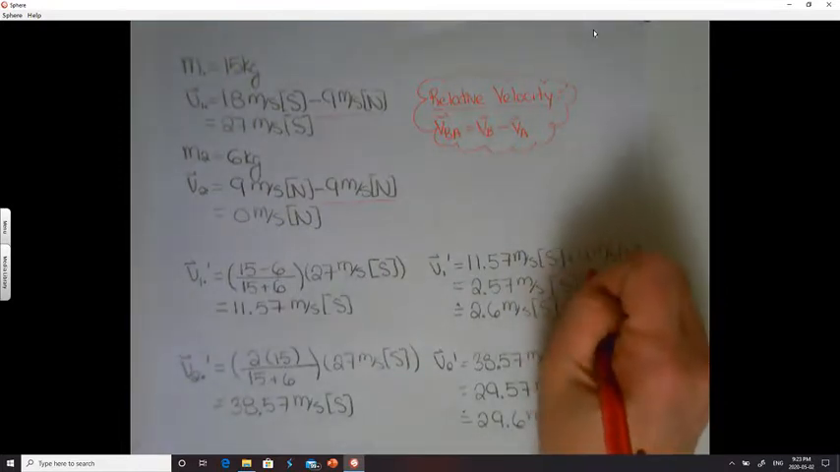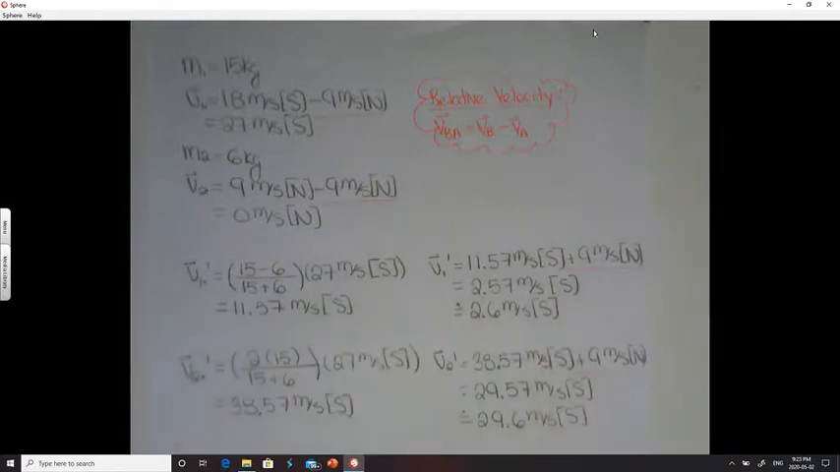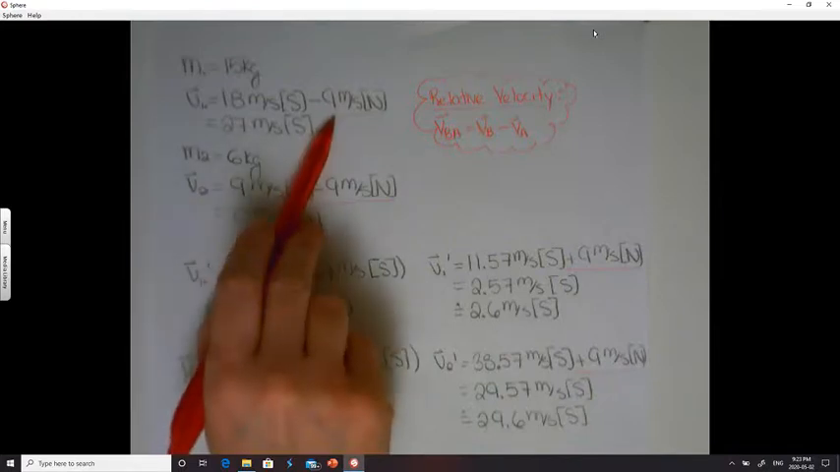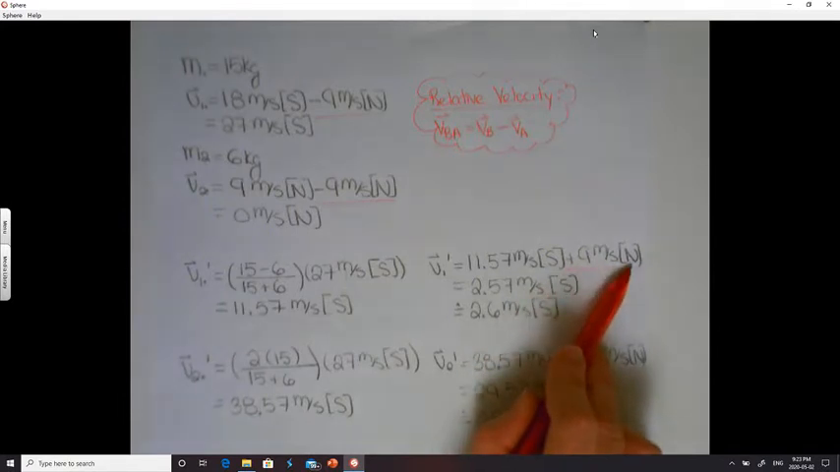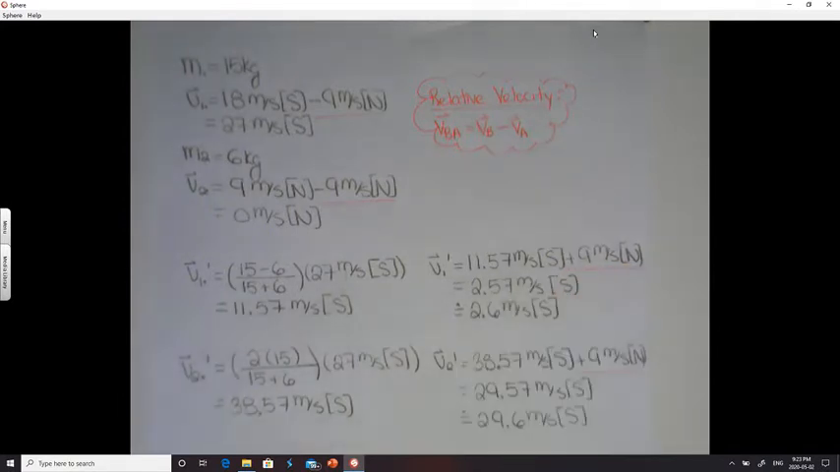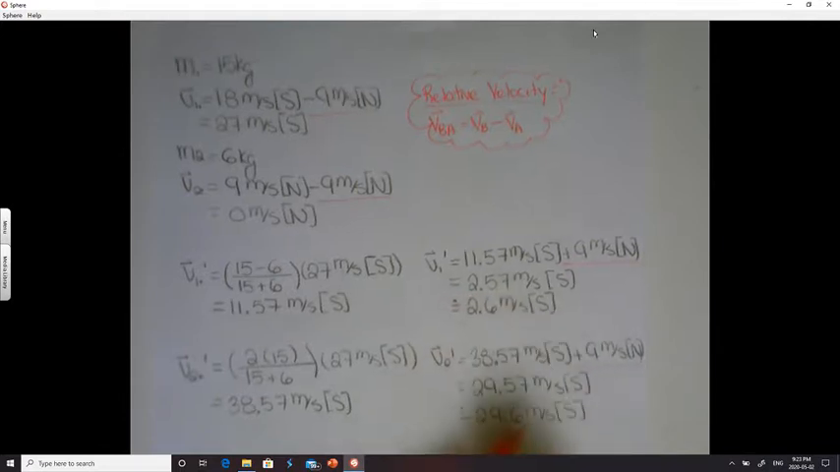So over here, if I want to change back to our initial frame of reference, we're just going to do the opposite thing we did. Instead of subtracting 9 meters per second north, I'm going to add 9 meters per second north. And that's going to take me from my manipulated frame of reference back to the frame of reference that we started with. And you'll see when we do that, we get that same 2.57 and 29.6 meters per second south that we had before.